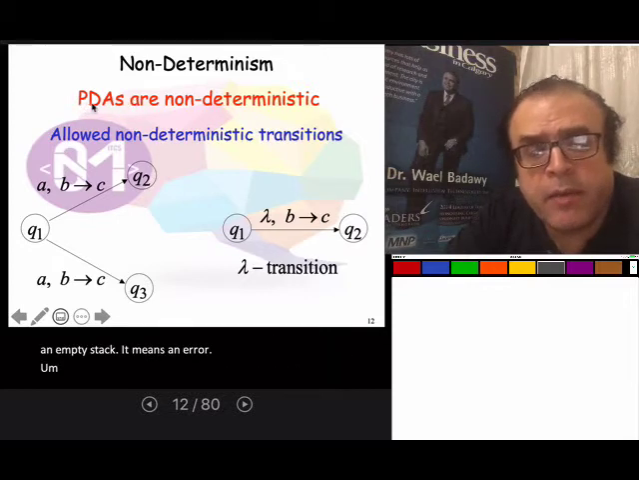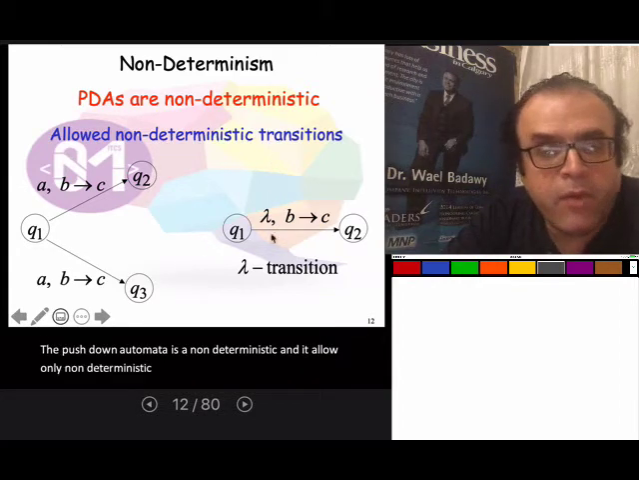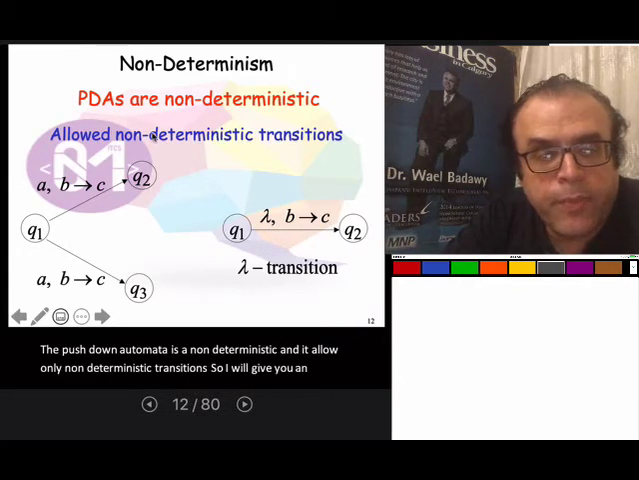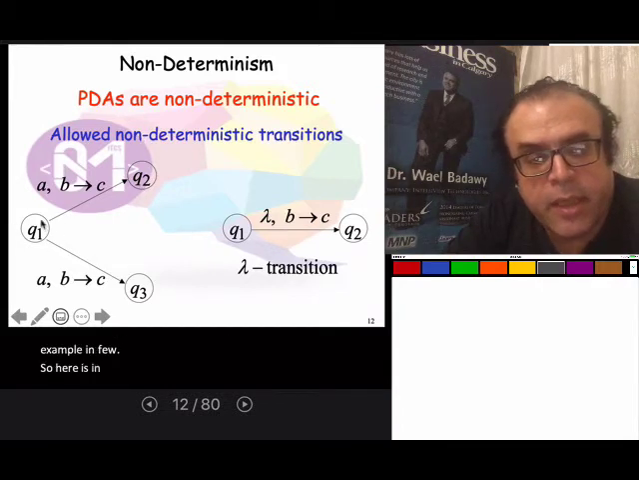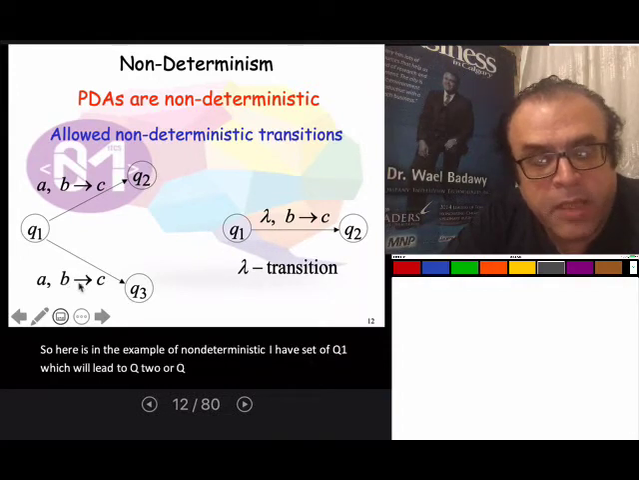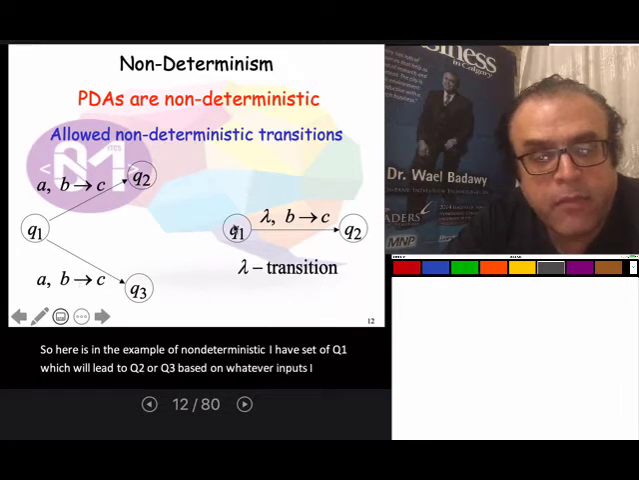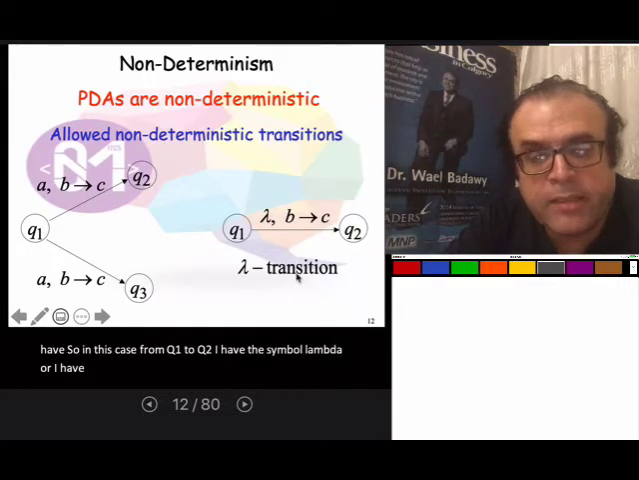The pushdown automata is non-deterministic, and it allows non-deterministic transitions. So I will give you an example in a few. Here is an example of non-deterministic: I have a state Q1 which will lead to Q2 or Q3 based on whatever inputs I will have. In this case, from Q1 to Q2, I have the symbol lambda, or I have B, A to lambda, where lambda is a transition.